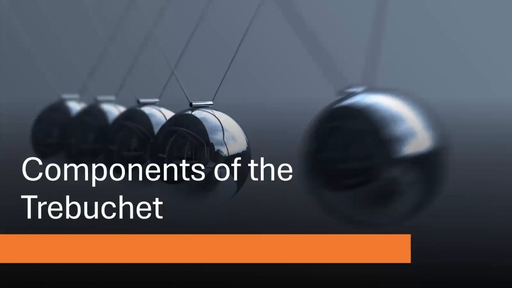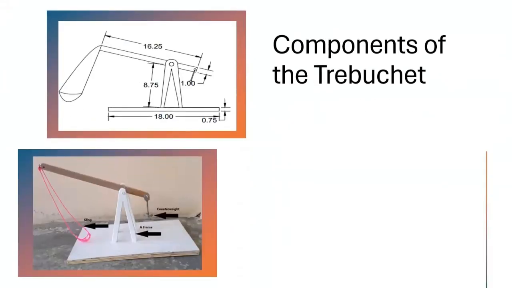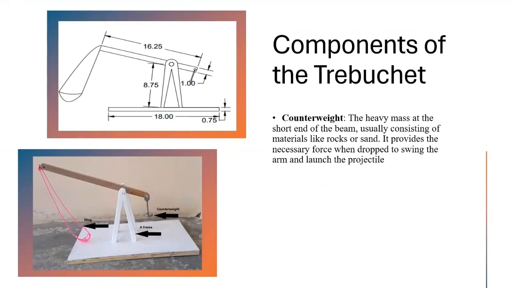Good day, my name is Shivanan Sakram, and today I'll be talking about the components of the trebuchet. Our first component would be the counterweight. A heavy mass at the short end of the beam, usually consisting of materials like rocks or sand. It provides the necessary force when dropped to swing the arm and launch a projectile. The counterweight used in our project was washers, as well as nuts of varying sizes and weight.